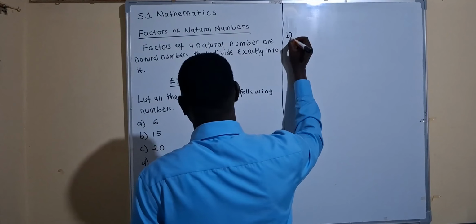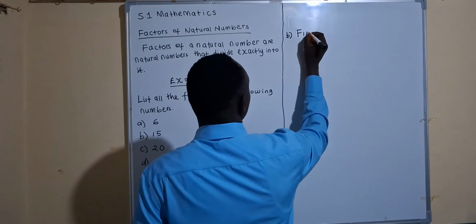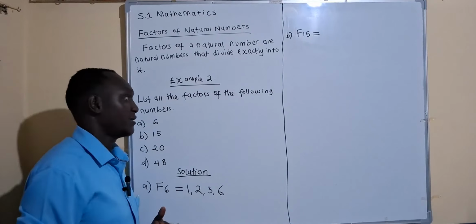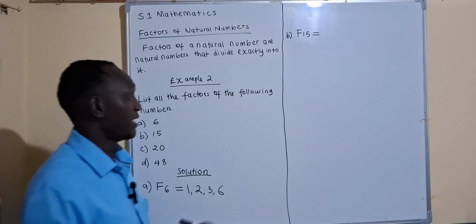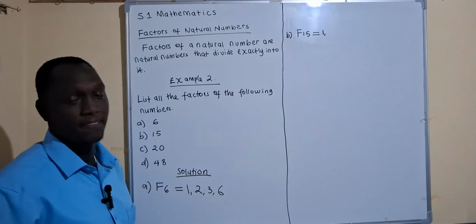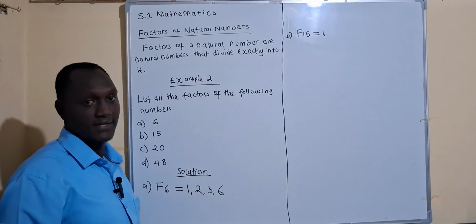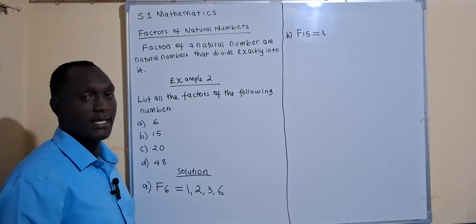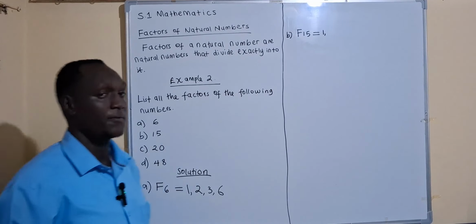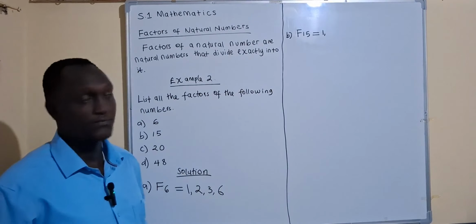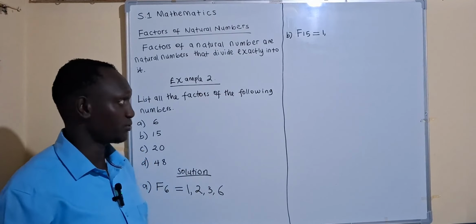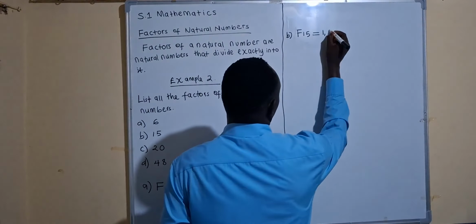Then part B, factors of 15. These are numbers that divide 15 and there is no remainder. We start from 1. 15 divided by 1 is 15 and the remainder is 0. Thus 1 is a factor of 15. 15 divided by 2 is 7 and the remainder is 1. Just because there is a remainder, 2 is not a factor of 15. What about 3? 15 divided by 3, we get 5 and the remainder is 0. Therefore, 3 is a factor.